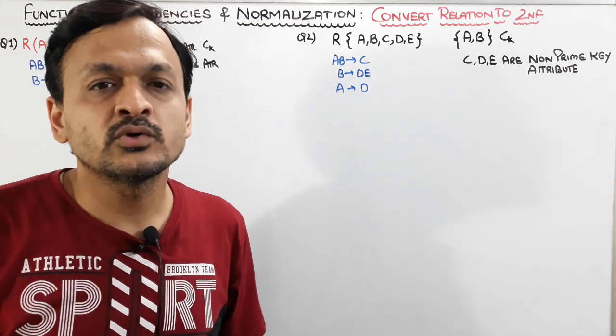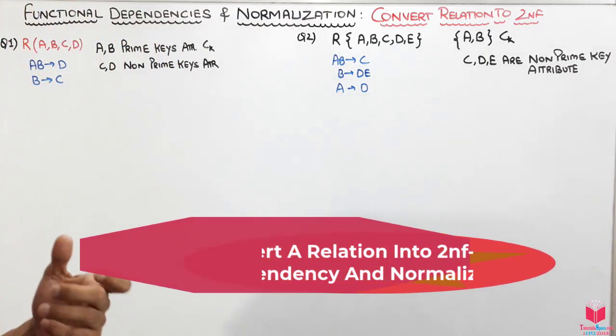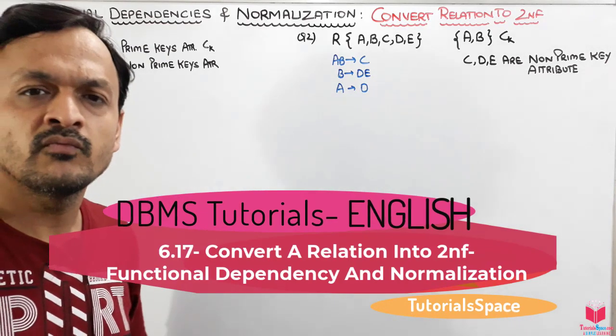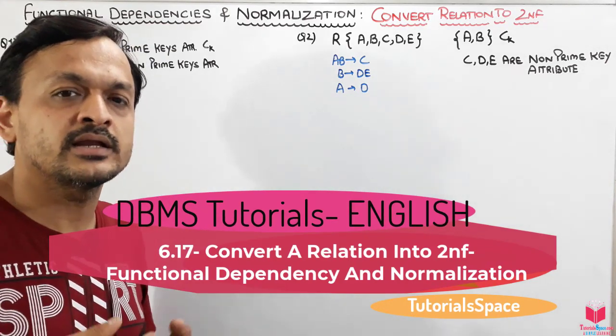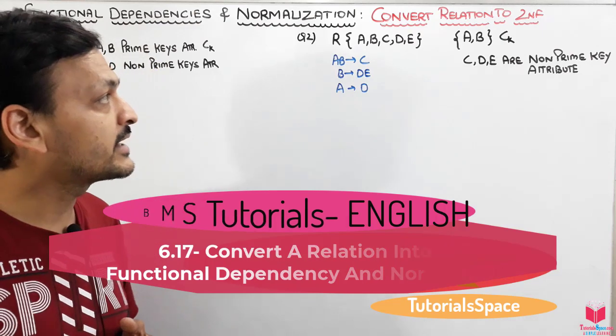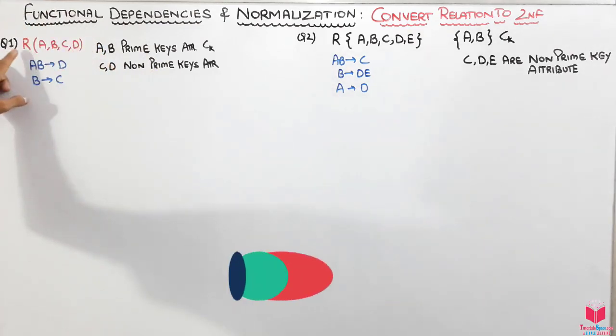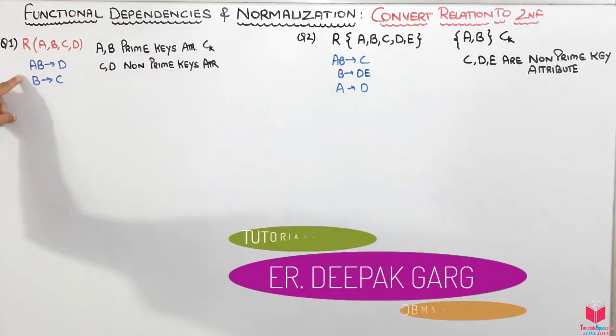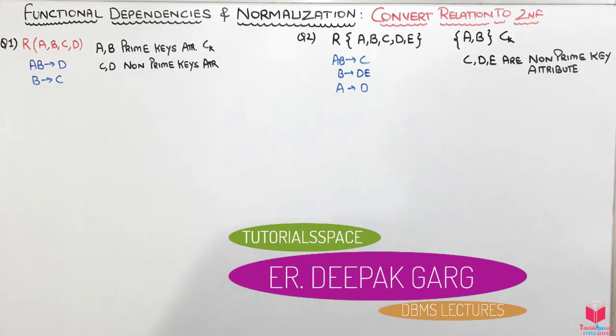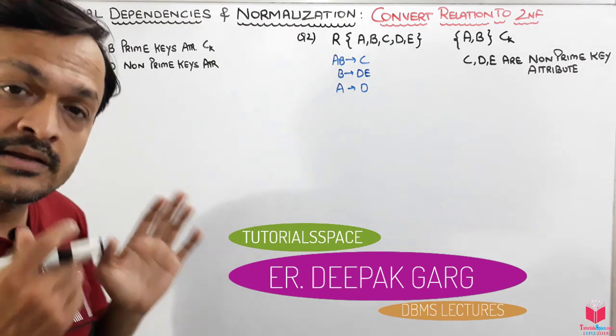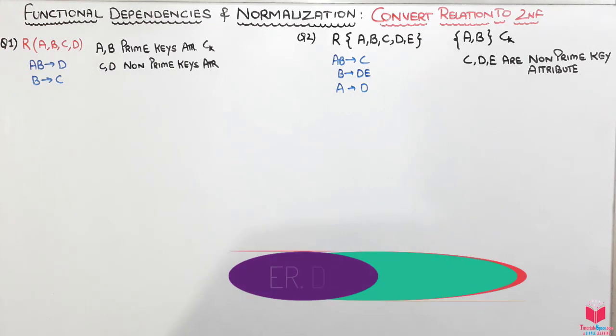Hello guys, today we will discuss how we can convert a relation into second NF form. We have already done converting a table into second NF form, but right now we have been given two questions in this way. If we are given a relation in this way with the functional dependencies, then how can we convert that relation into a second NF form?